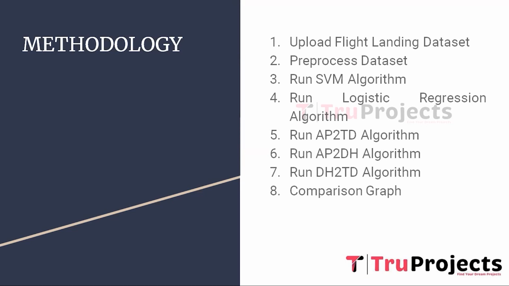Then next module, run DH2TD algorithm. This module trains the LSTM algorithm on the pilot features and then performs prediction on the test data and calculates sensitivity and specificity. This model merges all modules to get the hybrid LSTM algorithm and its values. Now the last module, that is comparison graph. Using this module, we will plot the sensitivity and specificity graphical representation of the algorithms.